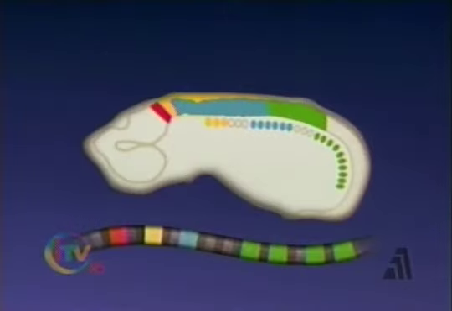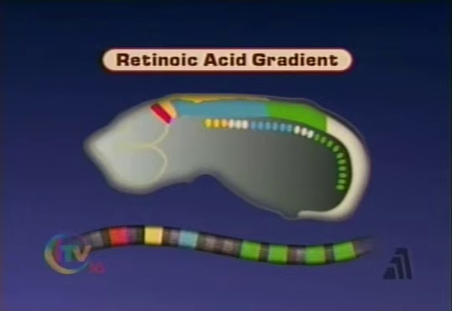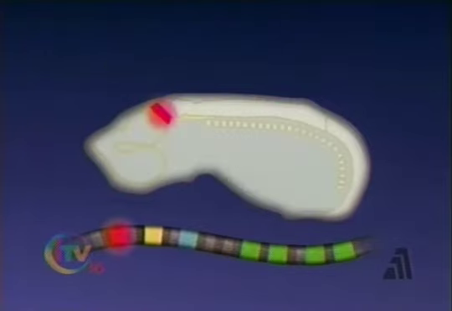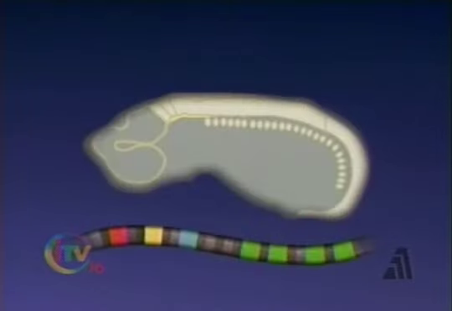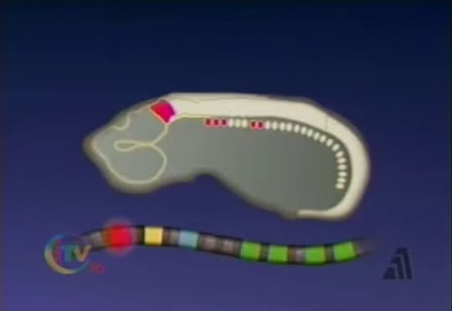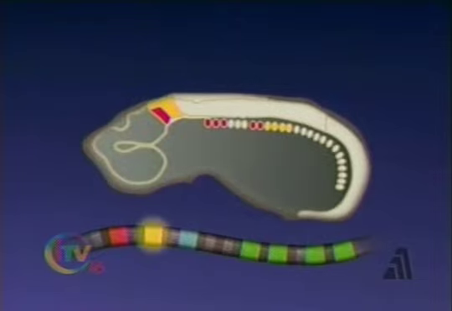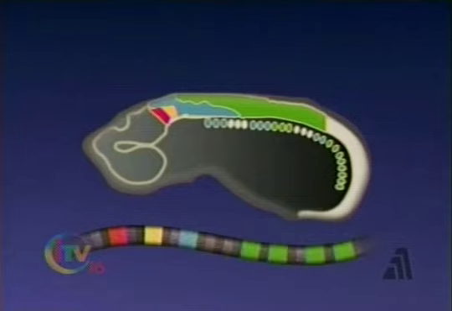In vertebrates, a retinoic acid gradient triggers Hox genes to be expressed in a particular order. If excess amounts of retinoic acid are present, genes requiring higher concentrations of retinoic acid will be expressed in inappropriate regions of the embryo. This will result in malformation of the embryo.